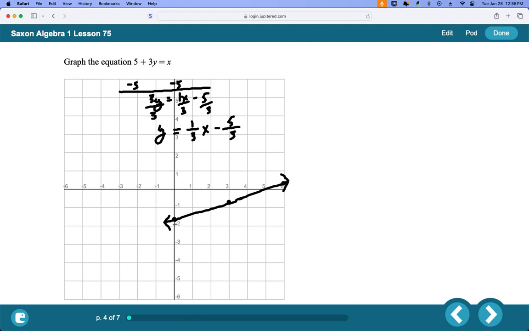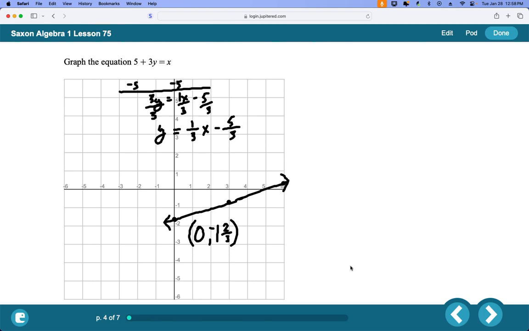And then this intercept point here, it's going to be 0 and 1 2/3, which would be this place right here, okay? Which is the same thing, I'm sorry, negative 1 2/3, which is the same thing as negative 5 over 3.